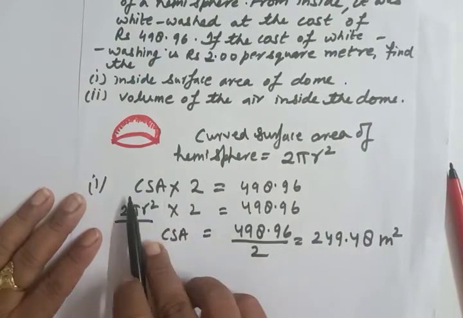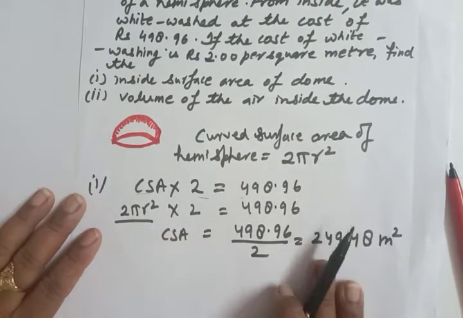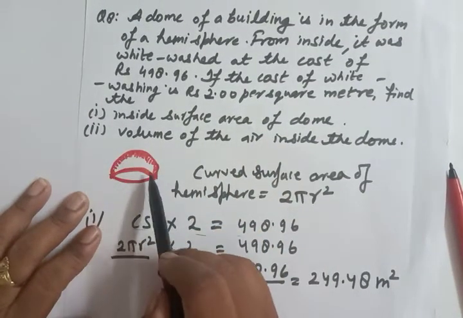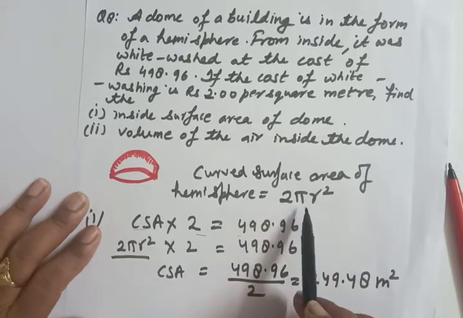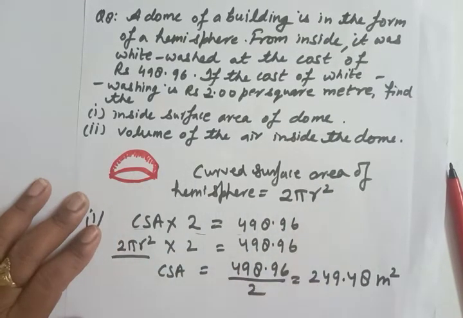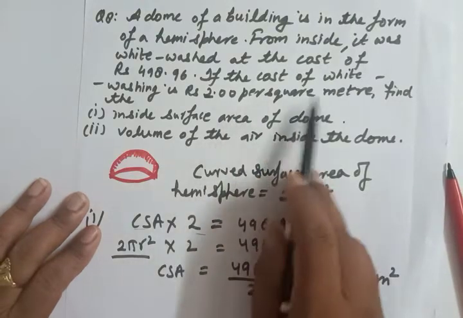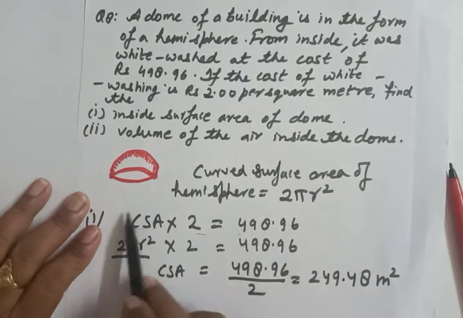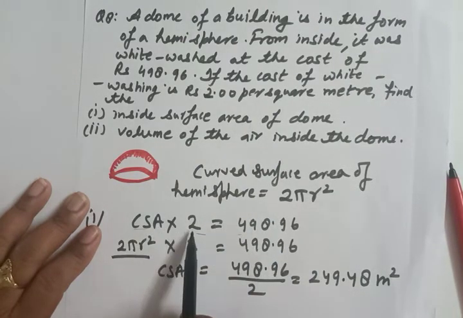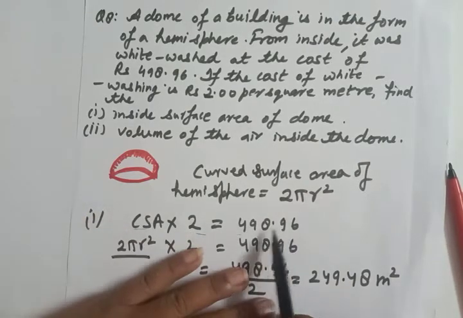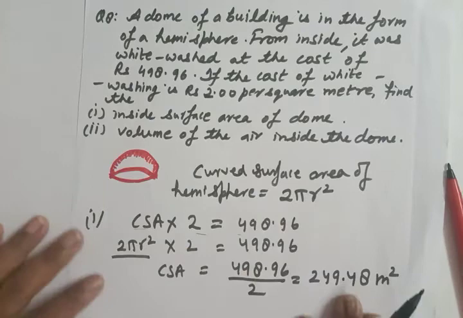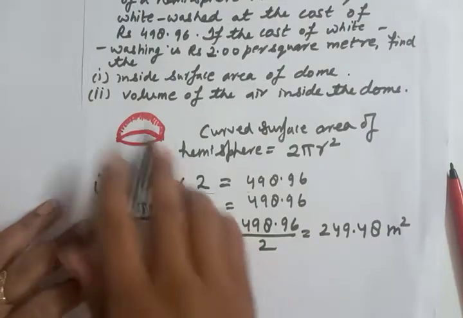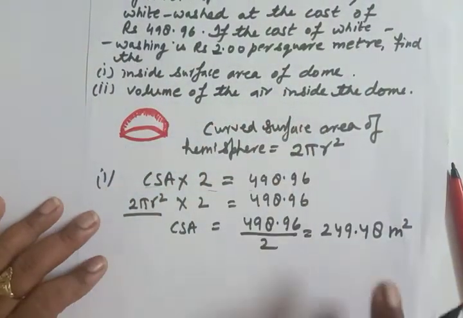I hope that you have understood this equation. This is very important, I am repeating again. They have whitewashed the inside surface area, that is the curved surface area, 2 pi r square, and surface area always comes in square units, that's why it is multiplied by 2, as given in the question. When this curved surface area is multiplied by rupees 2 per square meter, the total cost comes 498.96. This is the inside surface area of the dome that we found for the first part. Now come to the volume of the air inside the dome.